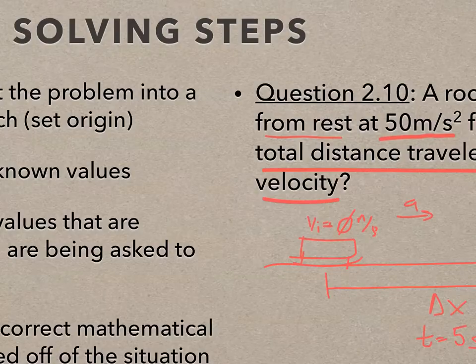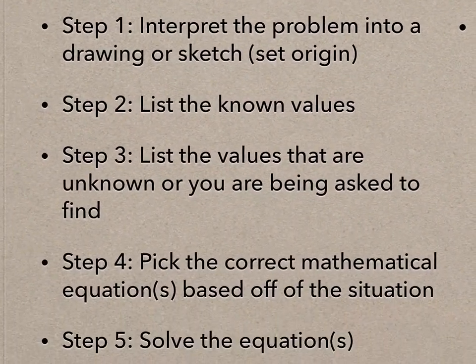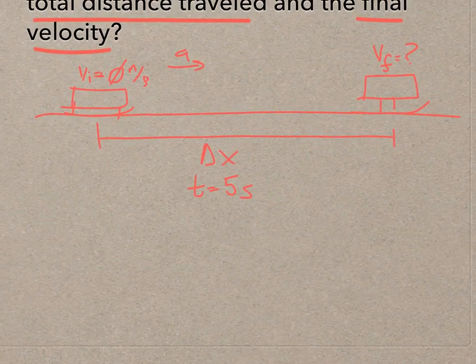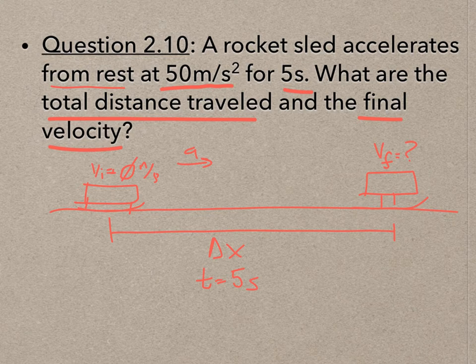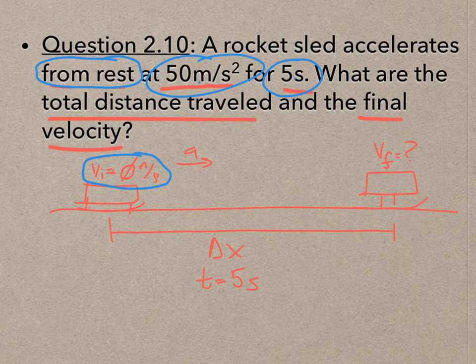So let's go. That's my first part. Step one, done. Step two, list the known values. So what do I know? I have these as numbers, but I told you I have to give you three things, and it is true, I gave you three things. I also told you it started from rest, which means my initial velocity is 0. That's a key one. You have to look at that. That's usually starting from a stoplight, or if something is coming to rest, that could be a final velocity.